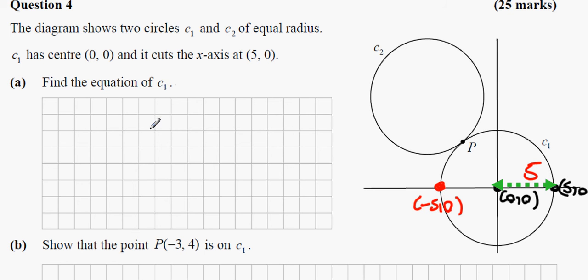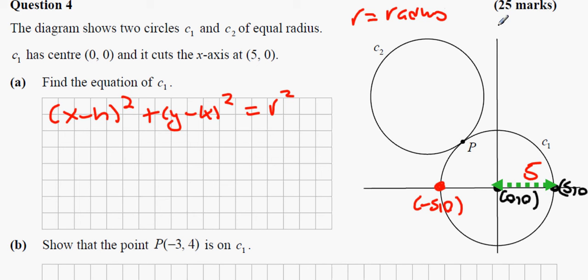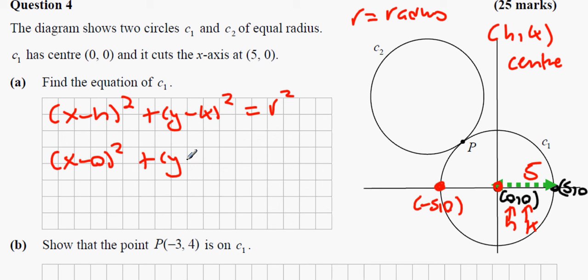Now to find the equation of C1, you need to look up your equation of a circle formula, and it's going to come in this form here. And what it's going to tell you in the notes is that r is the radius and h, k is the center of the circle. What we know about the center of this circle is that h is 0 and k is 0. So what we can get here is x minus 0 squared plus y minus 0 squared equals r squared, which is 5 squared. Therefore x squared plus y squared equals 25.